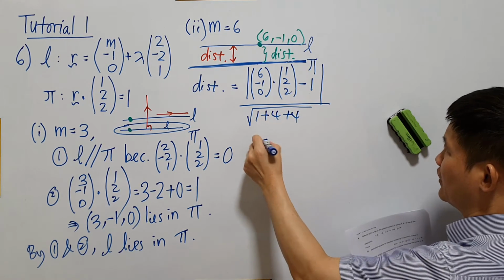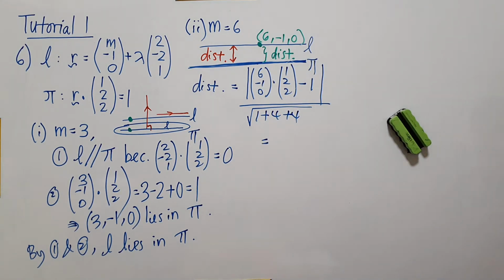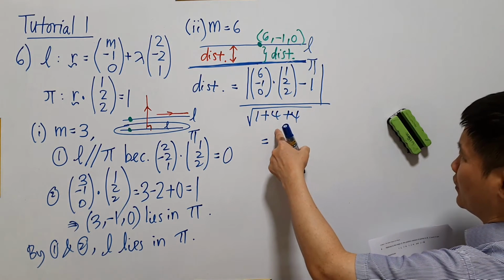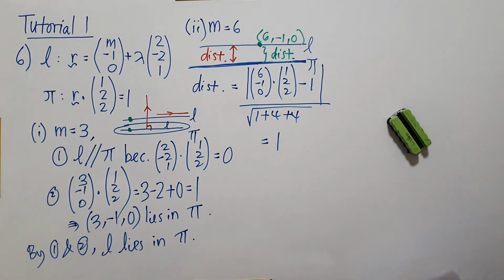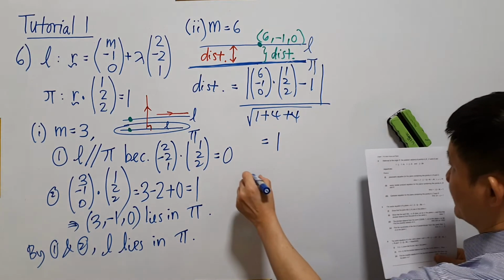So now you perform the arithmetic. For the dot product, you have 6 minus 2, which is 4. 4 minus 1 is 3. 3 over 3 is 1. So the distance from the line L to the plane in this case works out to be 1. Then let's do part 3. Part 3.